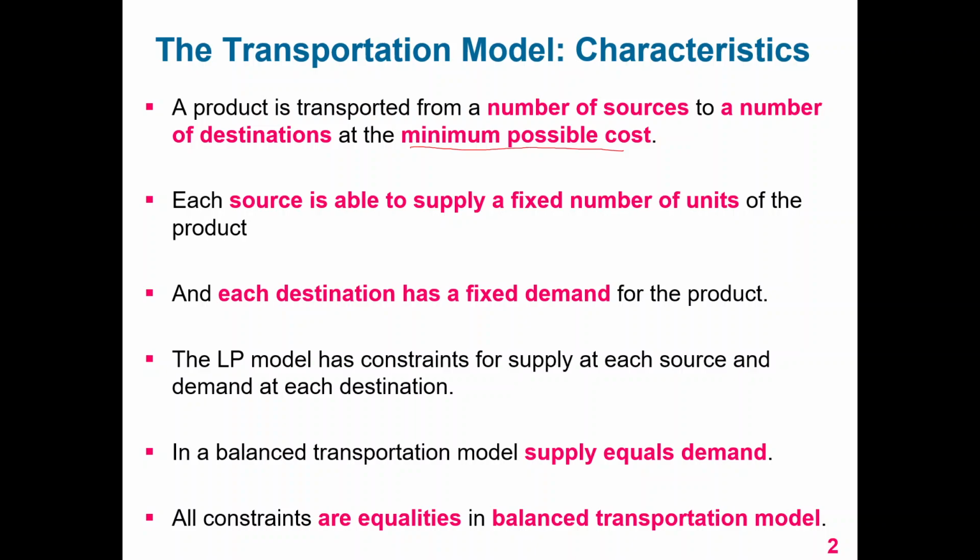In the balanced transportation model, the supply is equal to the demand. This is the main characteristic of the balanced transportation model. So when we have a balanced transportation model, all the constraints that we write are written as equalities. That is, we write them by using equalities in such transportation models.